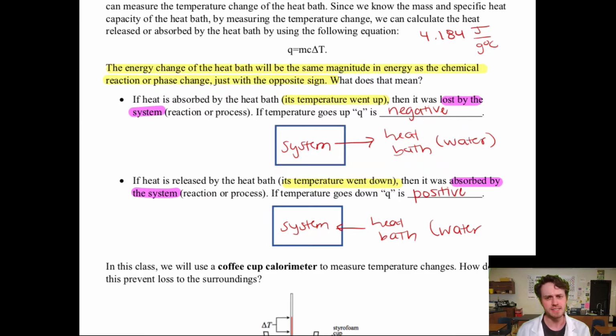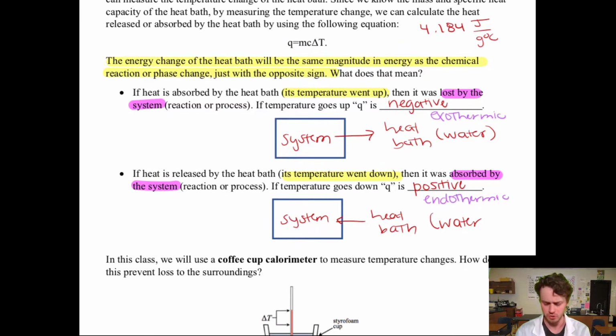Remember that this also relates to endothermic and exothermic reactions. If the system absorbs energy like this, then we would say that is endothermic. And if it is lost by the system or released by the system, then we would say that it is exothermic. So those are just some terms to make sure that you feel a little bit confident with.